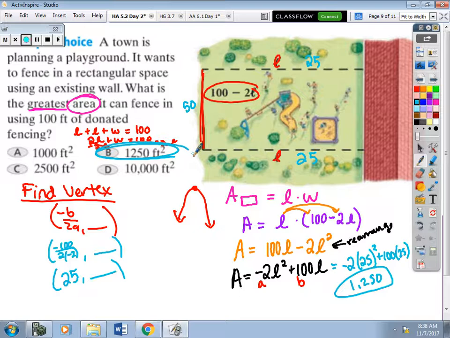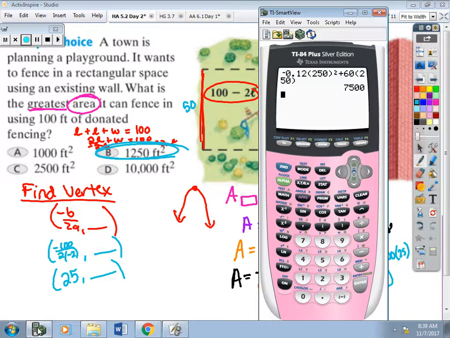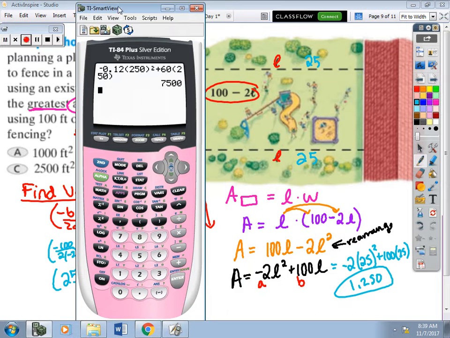Now, really quickly, just to show you on the graphing calculator, if you were to choose to do it on the graphing calculator instead of doing it by hand, which I recommend doing it by hand, but if you were to do this, we'd have negative 2. In the calculator, you have to use x always, no matter what the variable is. So we'd have negative 2x squared plus 100x. Zoom 6. Here's the problem. I don't see a graph.